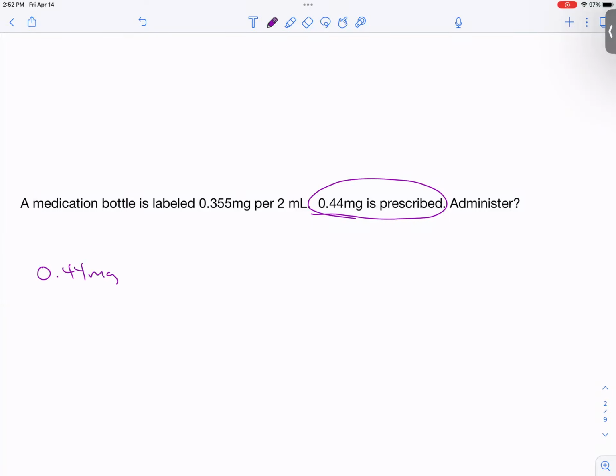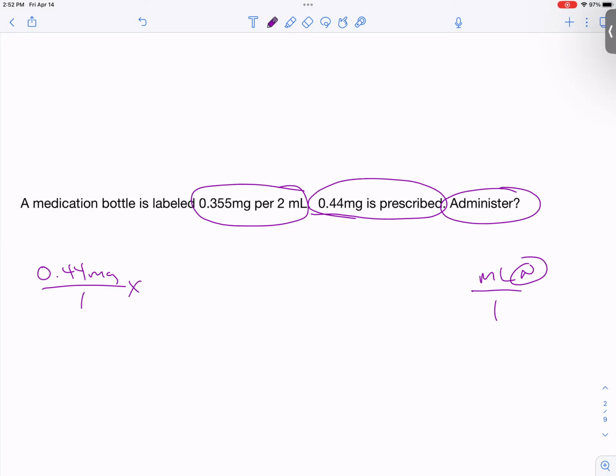0.44 milligrams. What are we going to give the patient? Well, we're going to give how it's available to us, and that's in milliliters. So I need milliliters in my numerator position. No problem. I go to my actual question, and 0.355 milligrams is what's available in each 2 milliliters of solution, according to that medication bottle. So I'm going to use this for my problem.